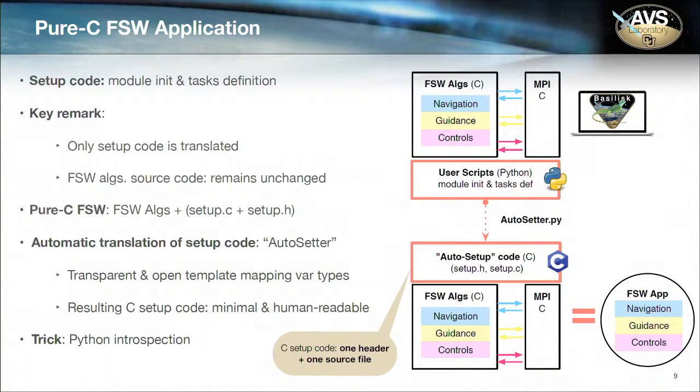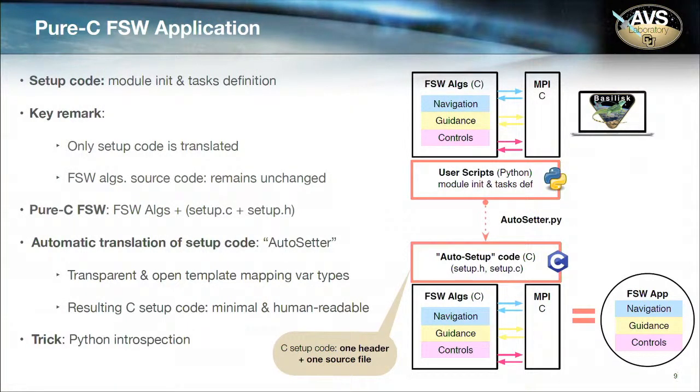So we have just seen the setup code that needs to be translated from Python into C. And a key remark here is that only the setup code needs to be translated for migration, and the flight algorithm source code remains unchanged. So the pure C flight software application is conformed by the modified flight algorithms plus one header and one source file containing this setup code.